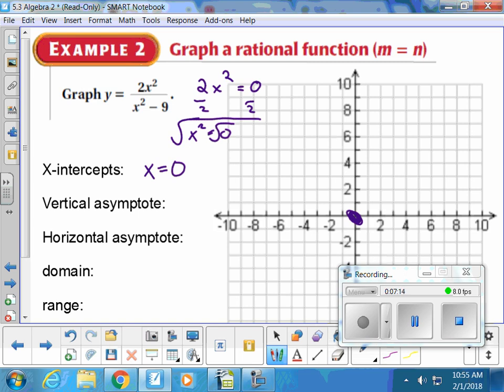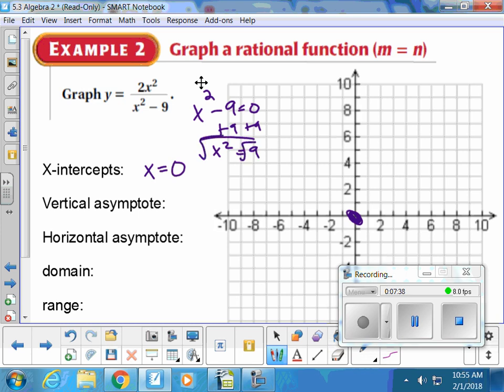So who's my bottom? X squared minus 9. We're going to set that equal to 0 and solve it. I'm going to erase just to give myself more workspace. So I'll add 9 to both sides, and then I'll square root. What would that give me? Positive 3 and negative 3. So you know what that means. I have 2 asymptotes, 2 vertical asymptotes. 1 through positive 3 and 1 through negative 3.